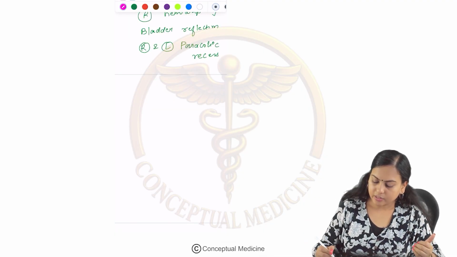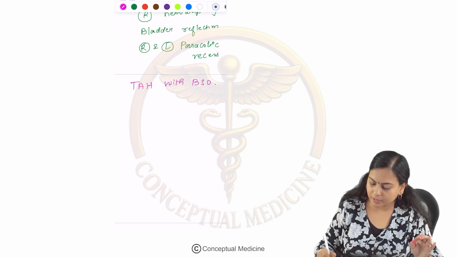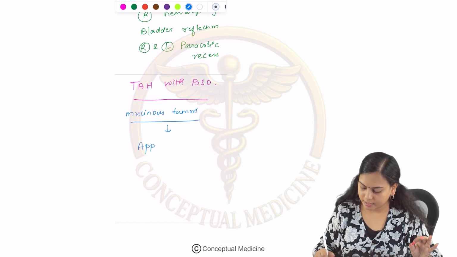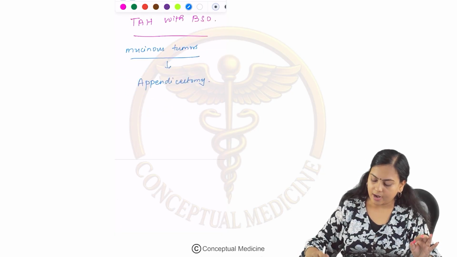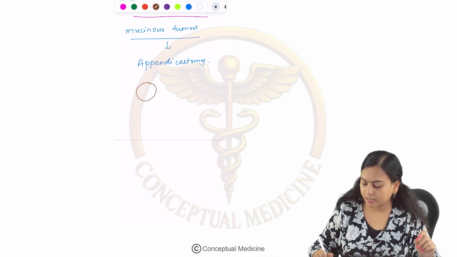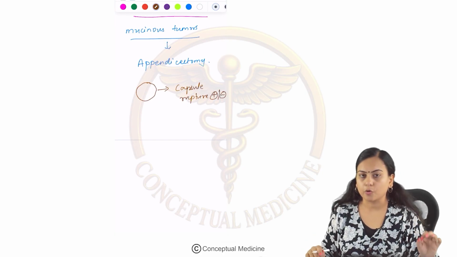Okay, and after this, definitely in most of the cases you will be proceeding with total abdominal hysterectomy with bilateral salpingo-oophorectomy. And if you find any mucinous tumors, don't ever forget to do, yes, what is it? Very good, it is appendicectomy. Appendicectomy should be done, right? And don't forget one more thing, you have to check whether any capsule rupture is present or not. Okay, so that will give you a proper staging.